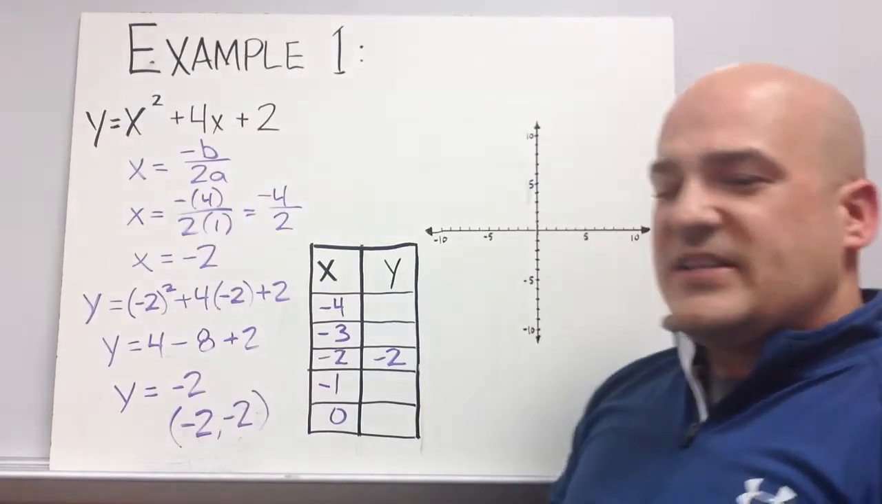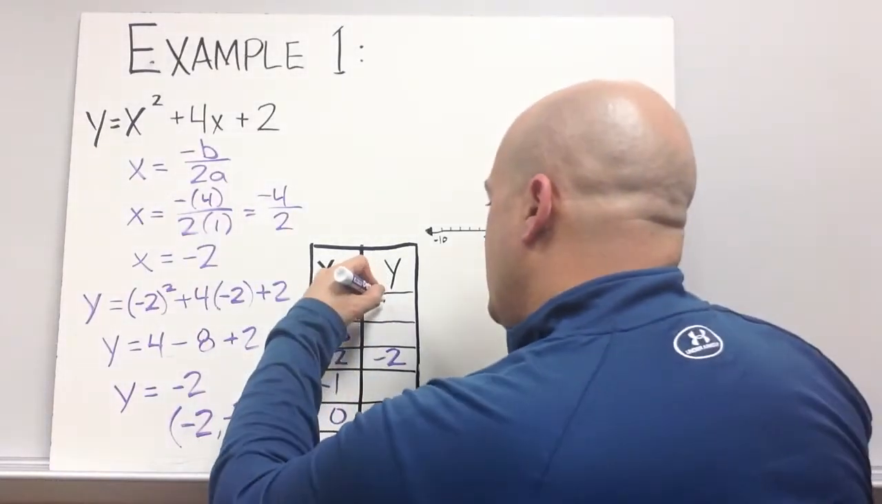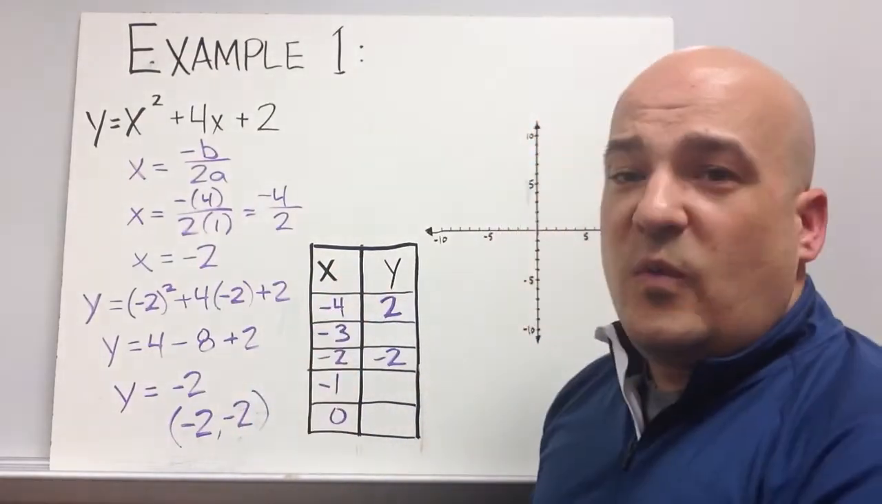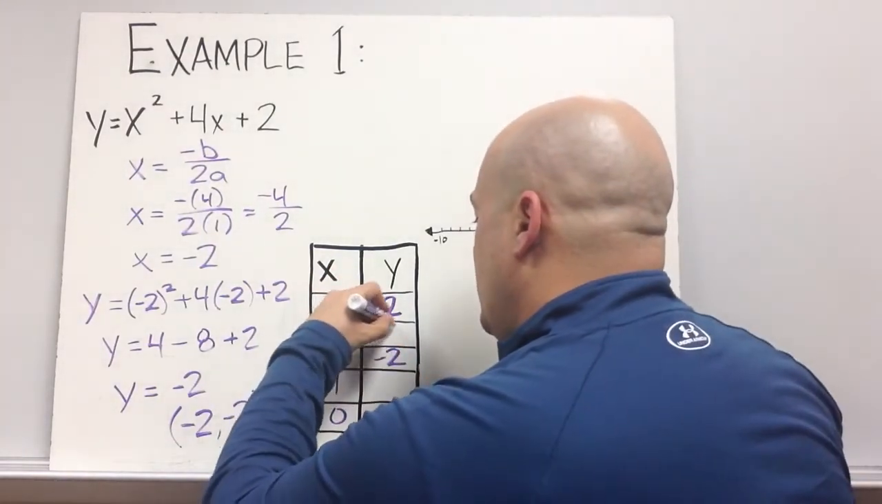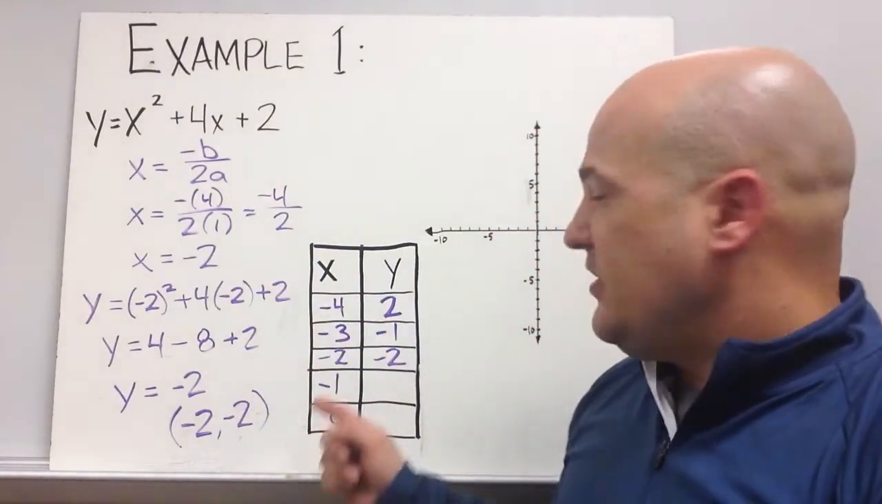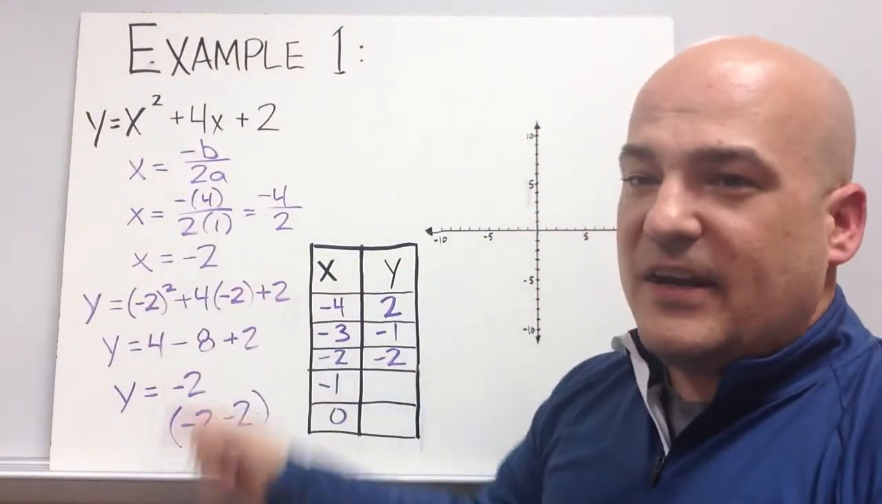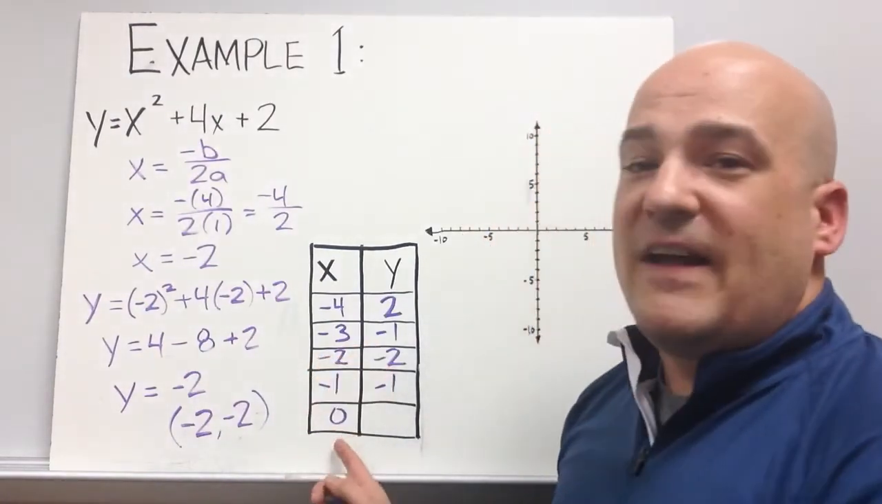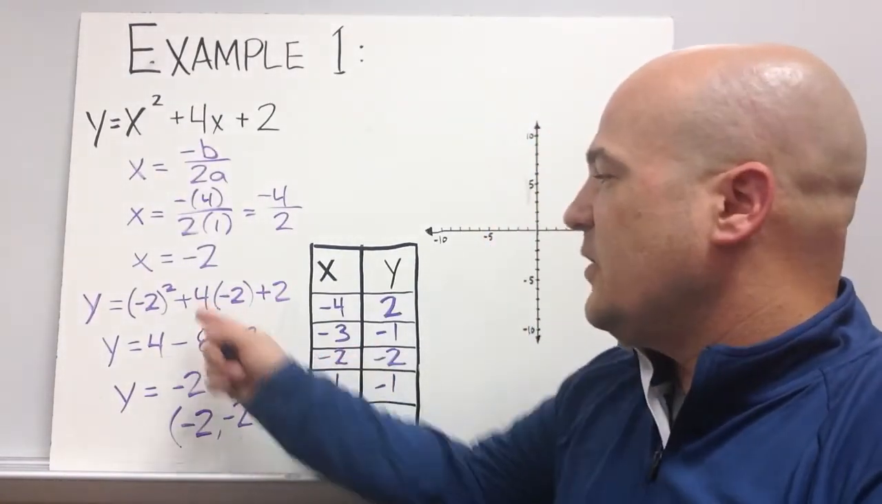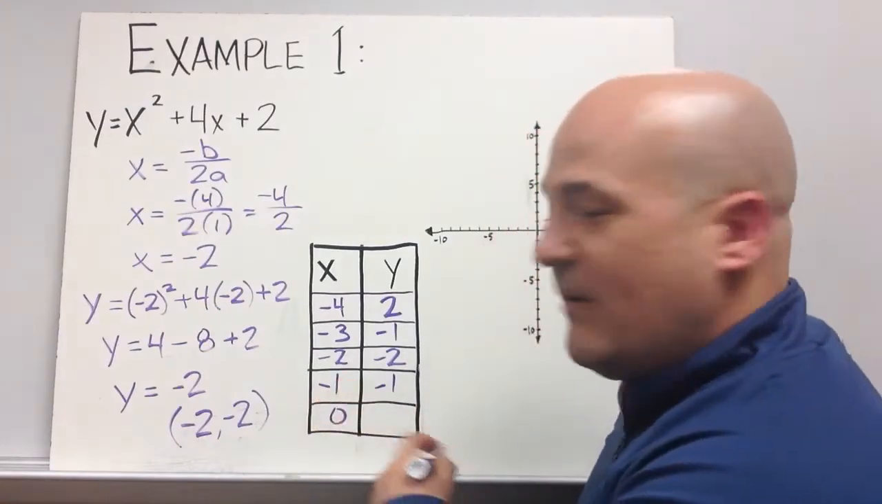When you do that, it's going to spit out an answer for you of 2. When you do the same thing for -3, it gives you an answer of -1. Then when you try -1, plug it in there in your calculator, it gives you an answer of -1. And finally, when you try 0, plug 0 into that original equation, it gives you a y value of 2.